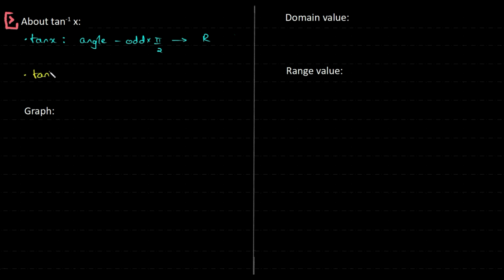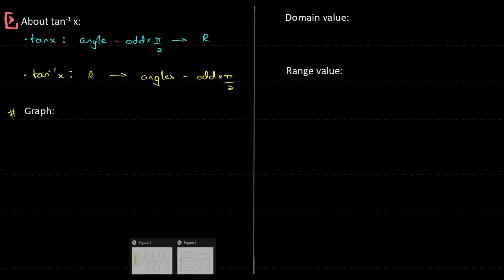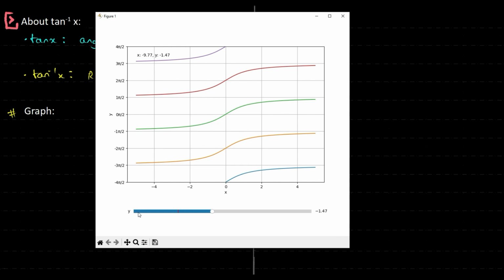So tan inverse of x can map real numbers to angles excluding odd multiples of pi by 2. So that's the conclusion. Now graphically, how does it look? It looks something like this. So it can move from minus infinity to infinity, right? And there is a breakage, so clearly the breakage can be seen.